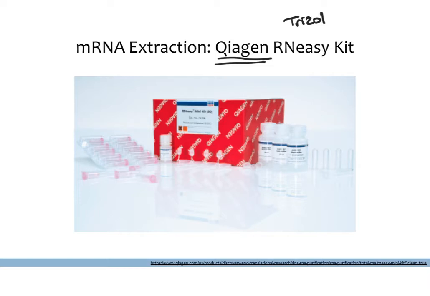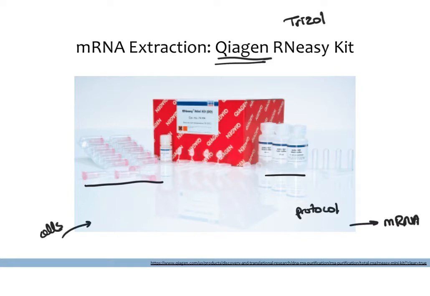But if you do choose to use the Qiagen kit, it comes with these columns, and with the buffers and with a very easy step-by-step protocol. This extraction probably takes an hour to do, and you just follow the steps and you will end up with pretty good, clean mRNA at the end. And you can put in cells or tissues or whatever sample you're interested in. It's compatible with a lot of different samples.